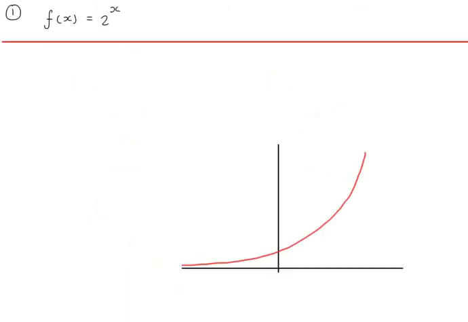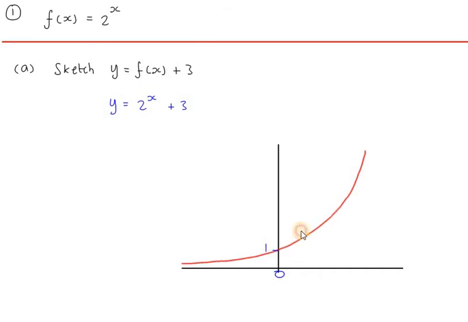So we have the graph of 2 to the power of x. When x equals 0, we have y equals 2 to the power of 0, which is 1. So the y-intercept is 1. If we want to sketch f of x plus 3, where our function is 2 to the power of x, then the plus 3 means we need to move the graph, or translate it, in the positive y direction by 3 units.